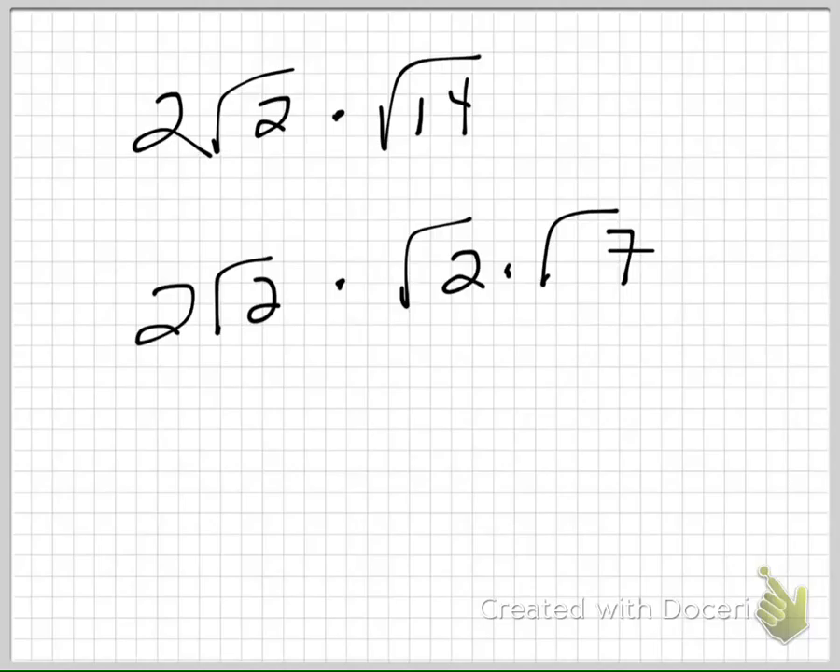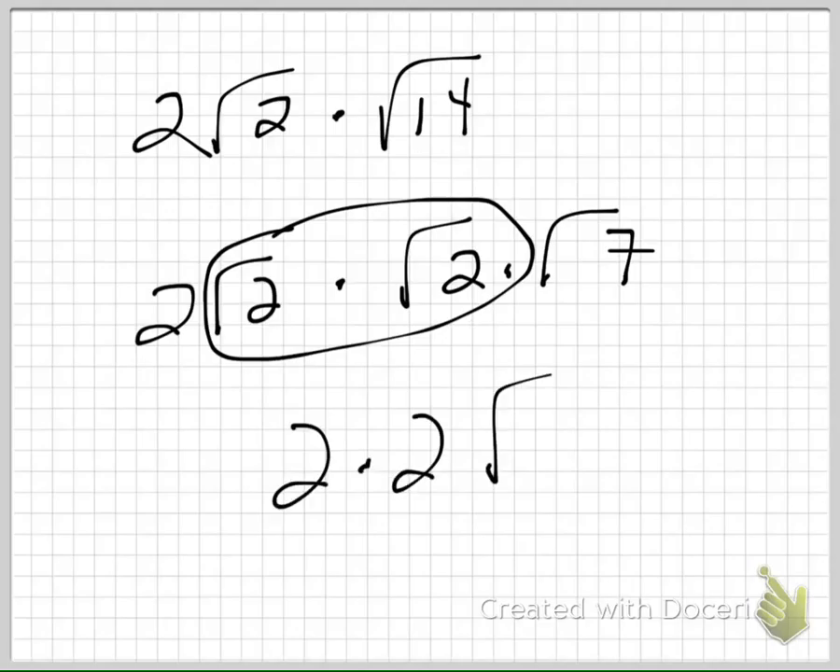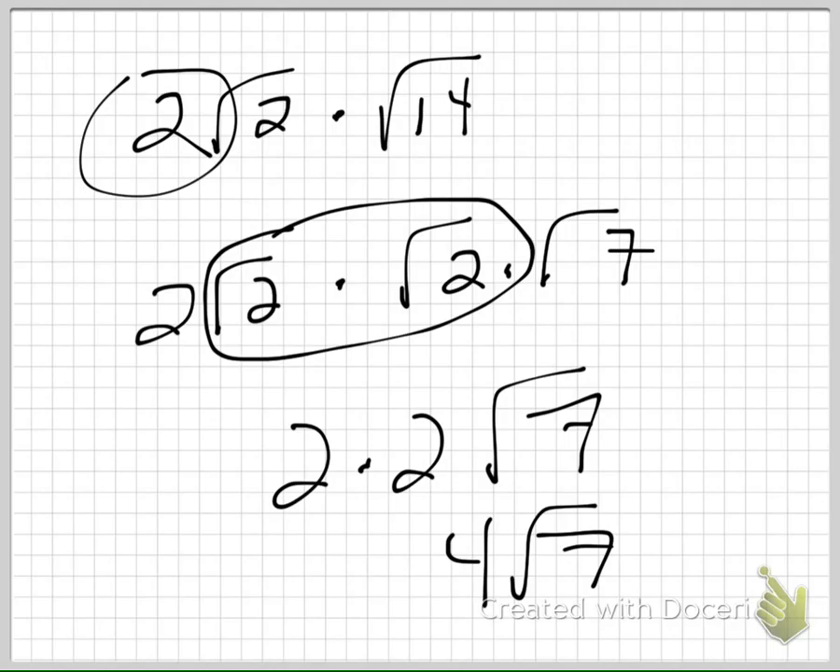For real, do you look up there and go, that makes sense completely? Okay. What is the square root of 2 times the square root of 2? 2. So that means you pull out a 2. That means it's 2 times 2 times the square root of 7, which is 4 times the square root of 7. Does that make sense? The 2's just already been pulled out.